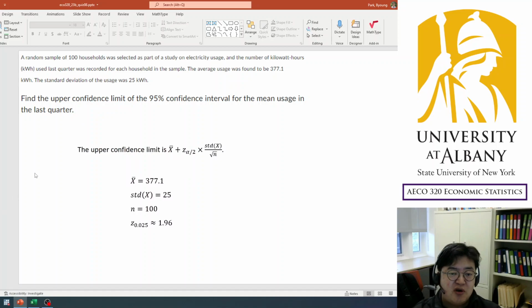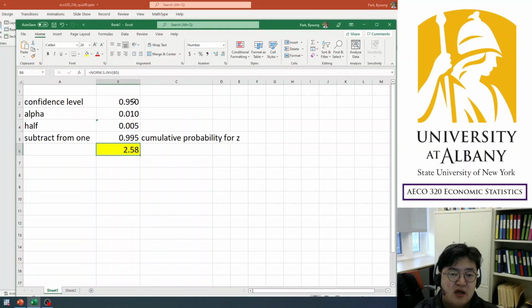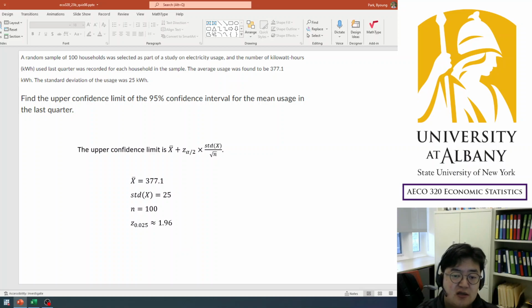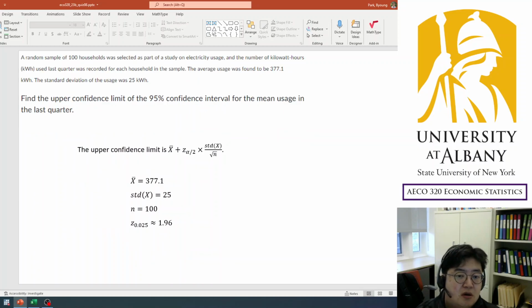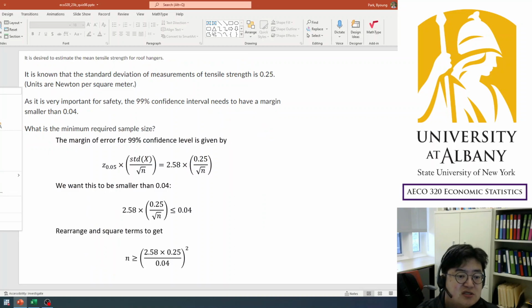Identical structure as what we have done. So we are going to use this form. Now we only need plus because we are only calculating the upper limit. The upper limit is given by plus, and so I give you the sample average, standard deviation, sample size, and z alpha over 2. Again, for 95%, you get 1.96. Plug that in. That's how you calculate that. Okay, so next question.